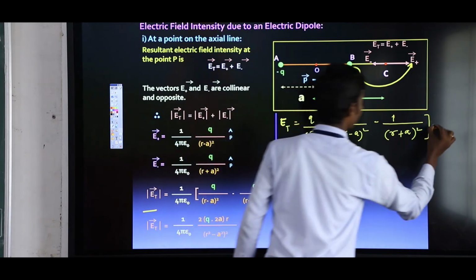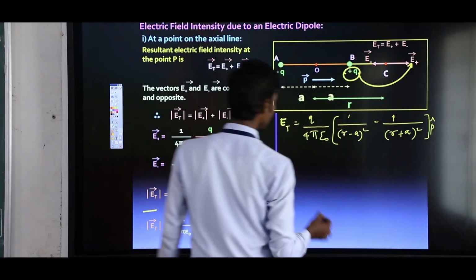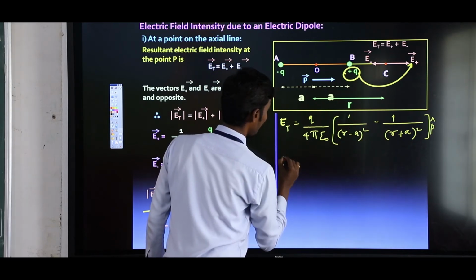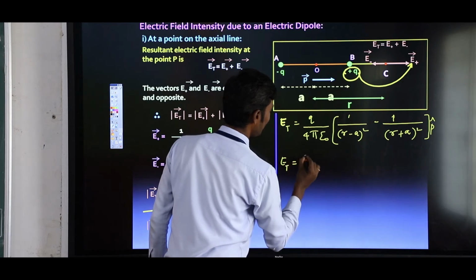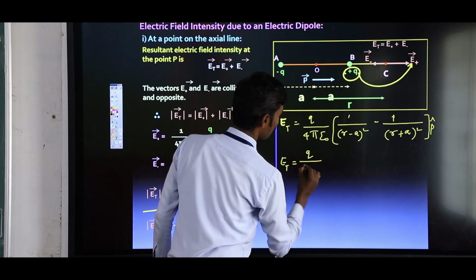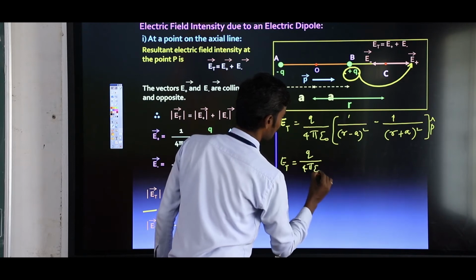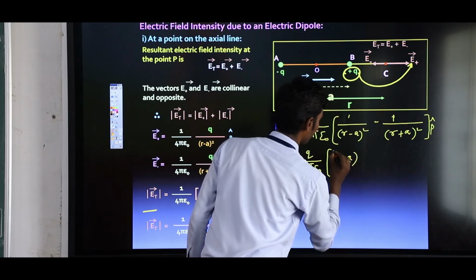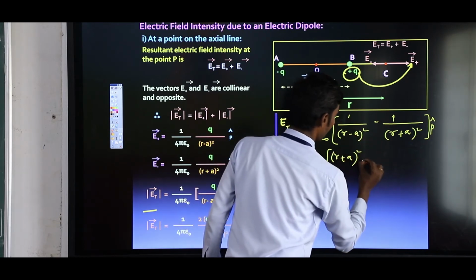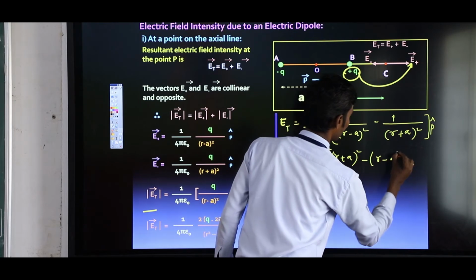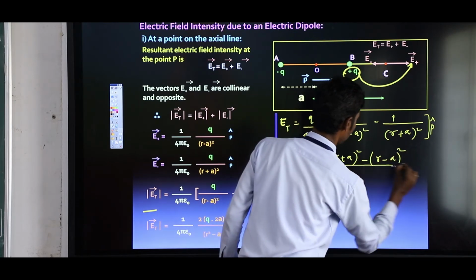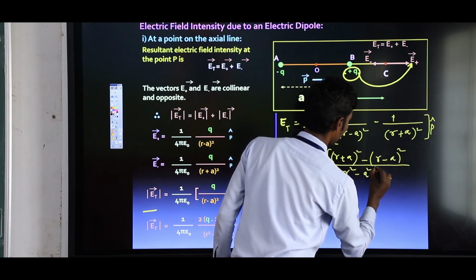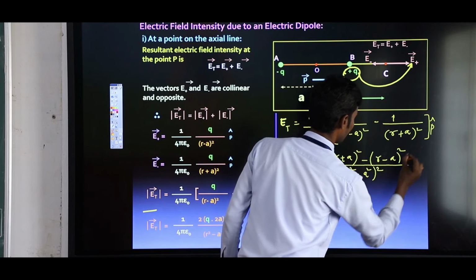See, into P cap. Here cross multiply these two terms. So total electric field at a point C equal to q by 4 pi epsilon 0 into cross multiply, r plus a whole square minus r minus a whole square, divided by r square minus a square whole square, into P cap.